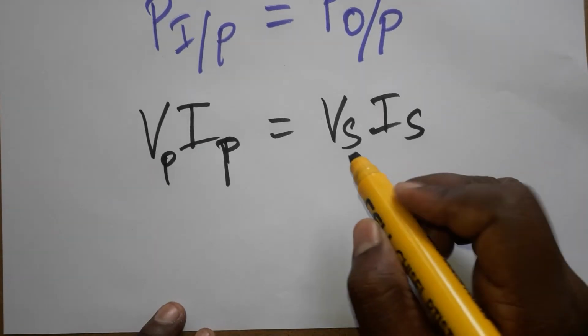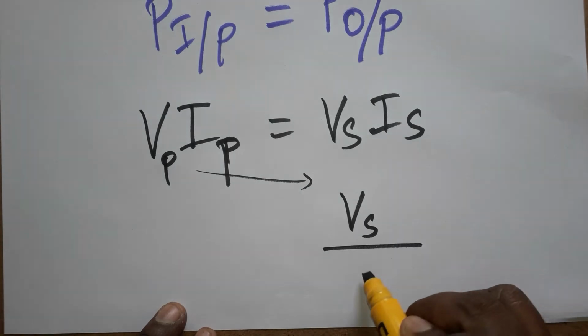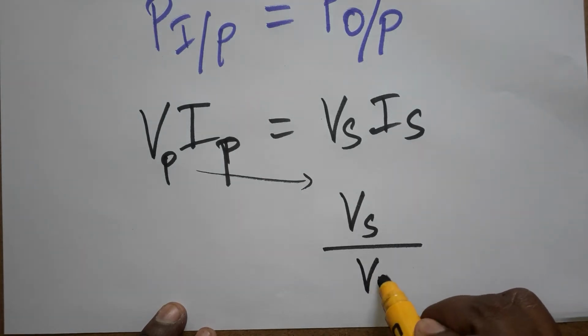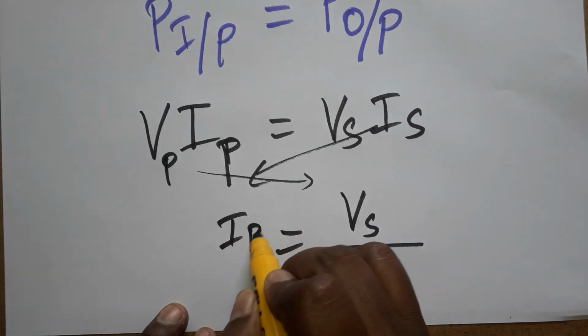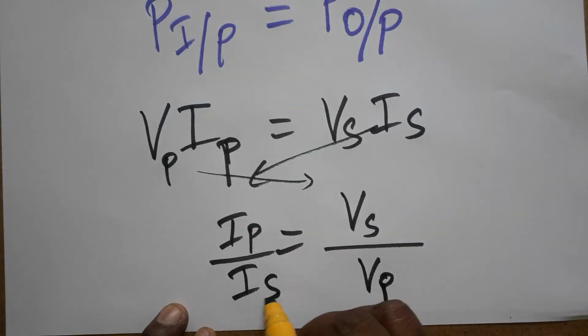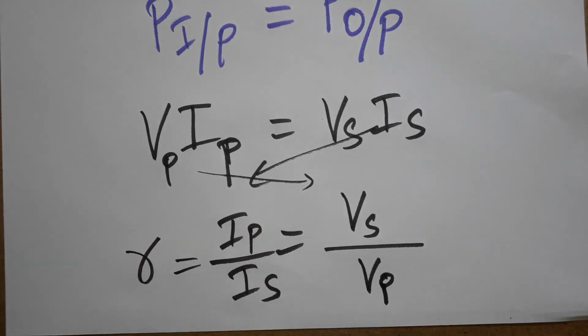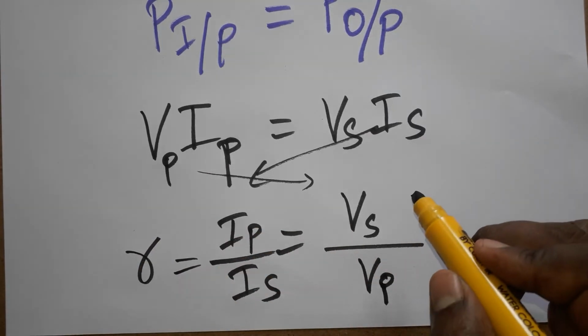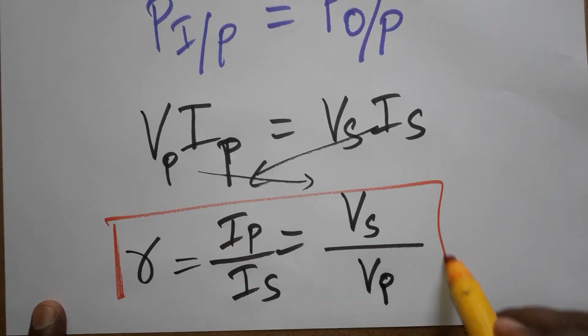Now I want the voltage in the secondary, so the voltage in the primary we can bring into the denominator, and the current we bring to the other side, so IP divided by IS. This is what we take as the ratio formula: IP by IS is equal to VS by VP. So far we have only half of the ratio formula; we have to include the number of turns also.